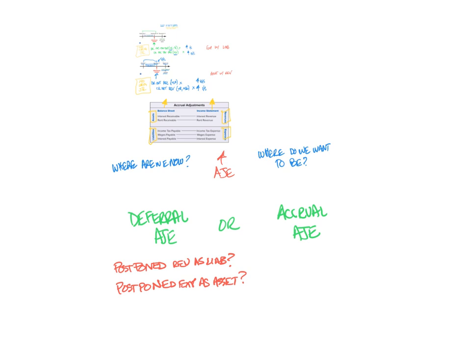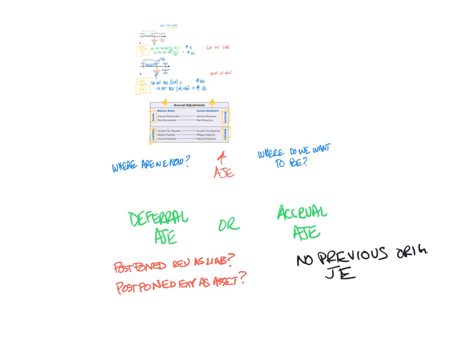If you do not have a previous journal entry postponing a revenue or expense to the balance sheet as a liability or asset, then you have an accrual AJE if something in substance still exists and you have not recorded it. So no previous journal entry. We'll say original journal entry.